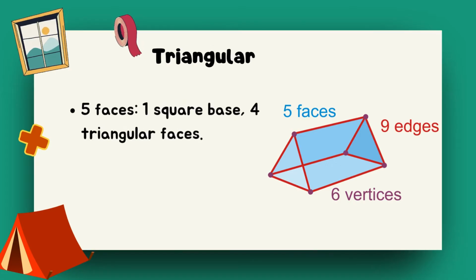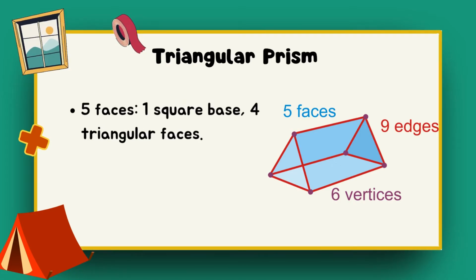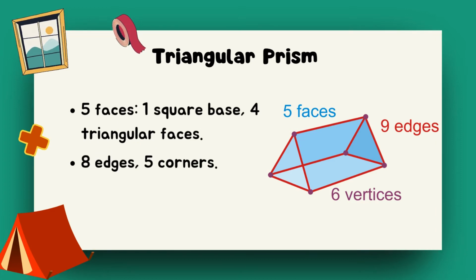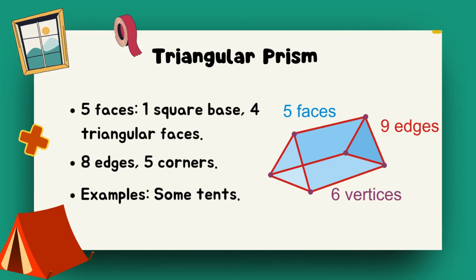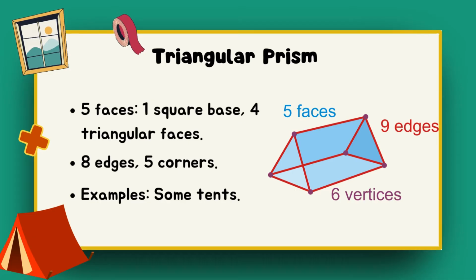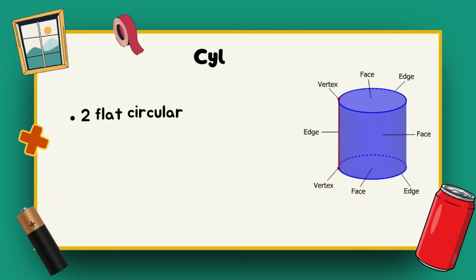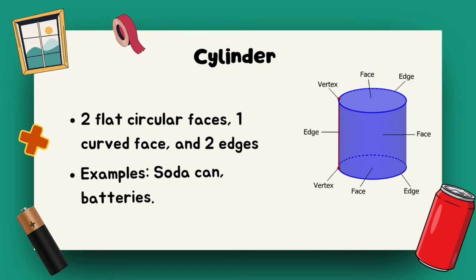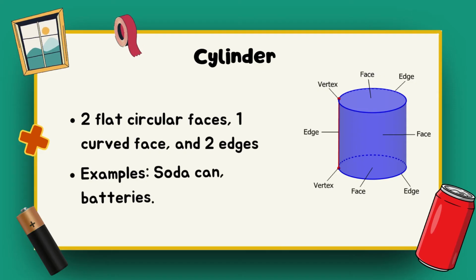A triangular prism has 5 faces, 1 square base, and 4 triangular faces. There are 8 edges and 5 corners. Some tents are of the shape of a triangular prism. A cylinder has 2 flat circular faces, 1 curved face, and 2 edges. Examples include soda cans and batteries.